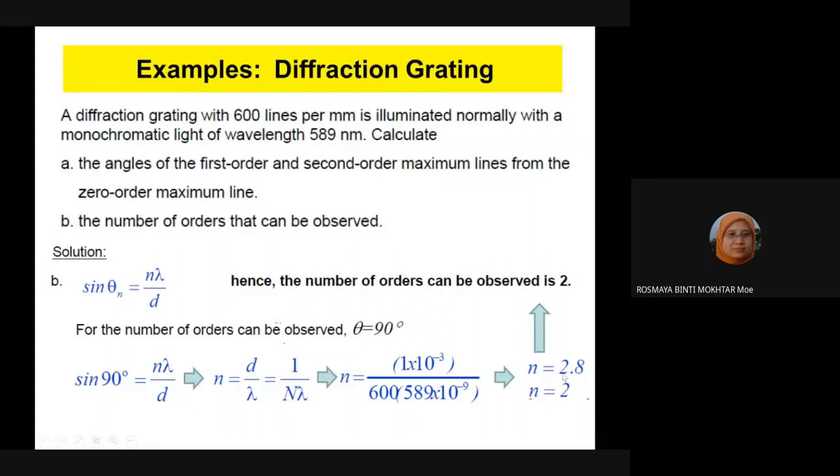Okay, don't round off to 3. I repeat again, don't round off to 3. Because if you round off to 3, that means the angle is larger than 90 degrees. Okay, so it's not possible. So N equals 2 is the correct answer for the number of orders.